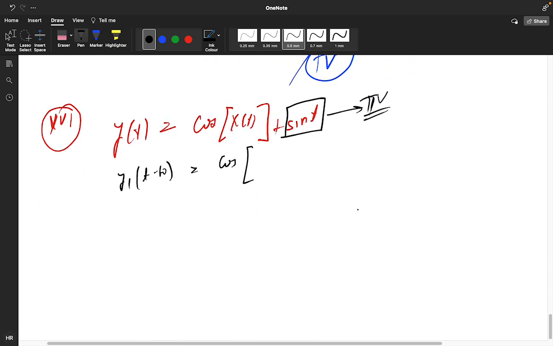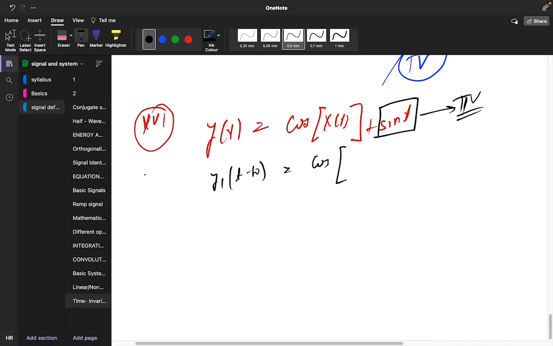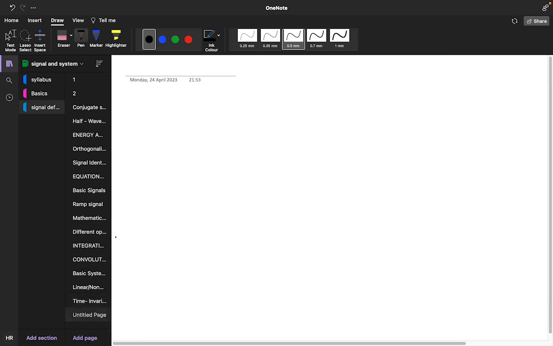Now the last concept is invertible and non-invertible systems. So what is the meaning of invertible and non-invertible? Prasanna, any idea? Sir, no idea. One to one, one to one line only. Correct, many to one.